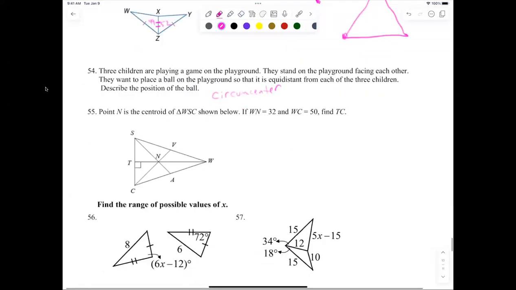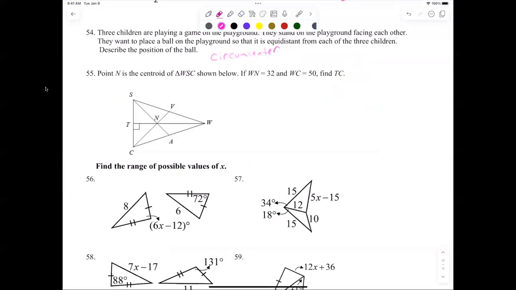All right, here we go. Centroid again, just for more practice. WN is 32. So if WN is 32, what is NT? If WC is 50, then what is WA? And what is AC? Exactly. Now, if I wanted to find TC, how in the world am I going to find TC?